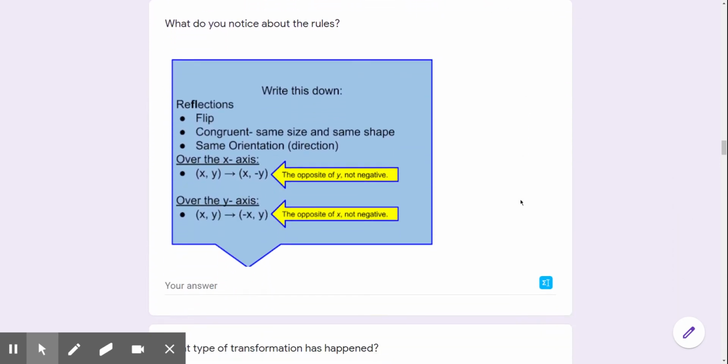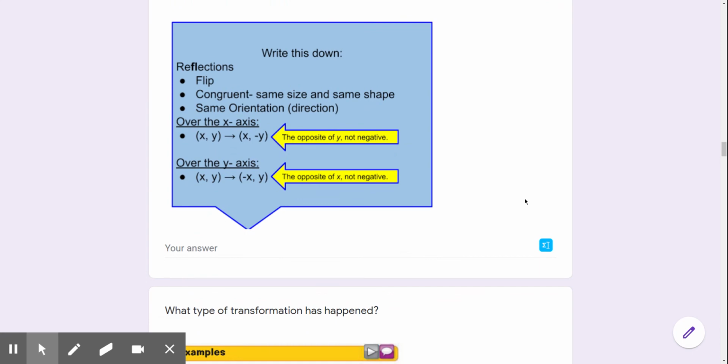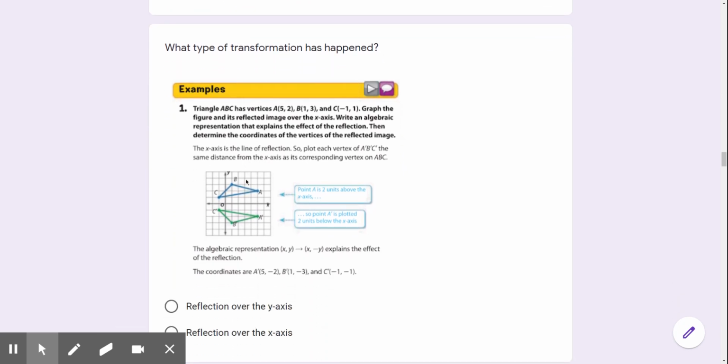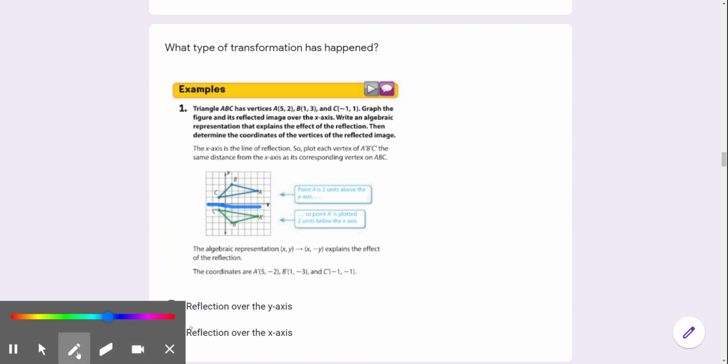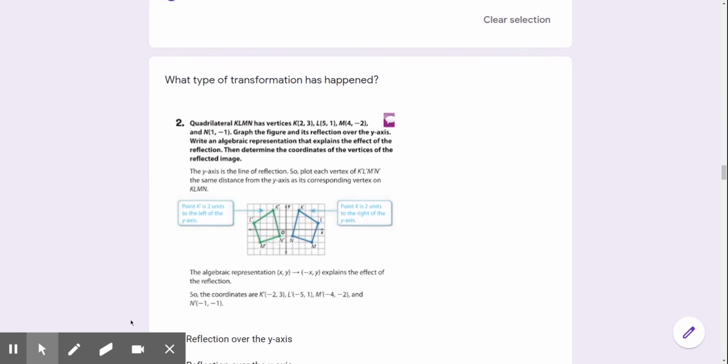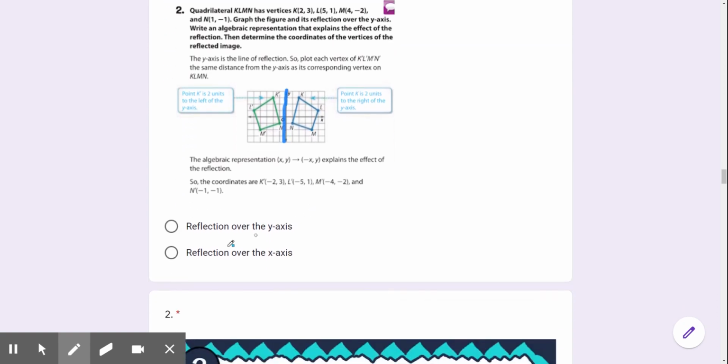So what do you notice about the rules? The way that I remember it is I think opposite. If I want to reflect over the x-axis, I'm going to do an opposite y. And if I want to reflect over the y-axis, I'm going to do an opposite of x. So you always do the opposite one. If I'm looking here, what type of transformation has happened? It went from here to here or here to here. So that's over the x-axis. And then this one, it went from here to here or here to here. That's over the y-axis.